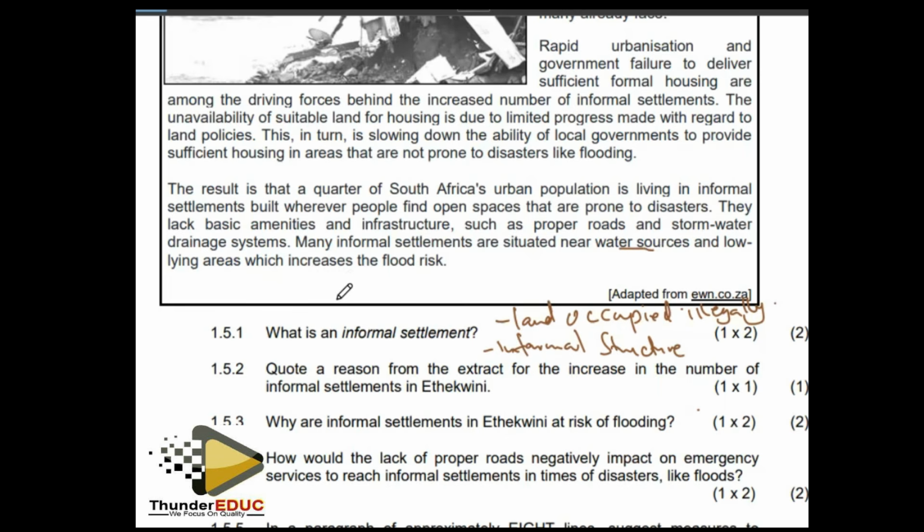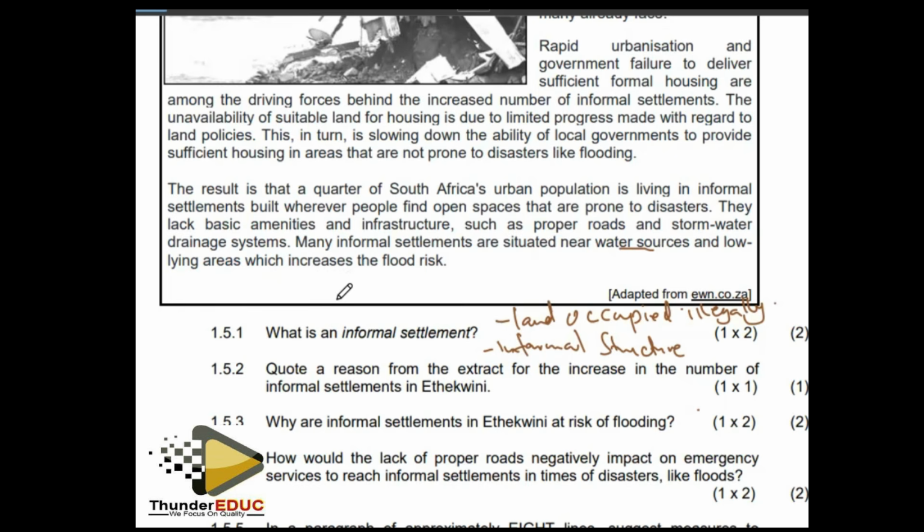For example, it can be a river, it can be a swamp, all those waterlogged areas or water areas that can flood at any time. Number two, they are located in low-lying areas. Those low-lying areas are always susceptible to flooding. That's why they are at risk of flooding.